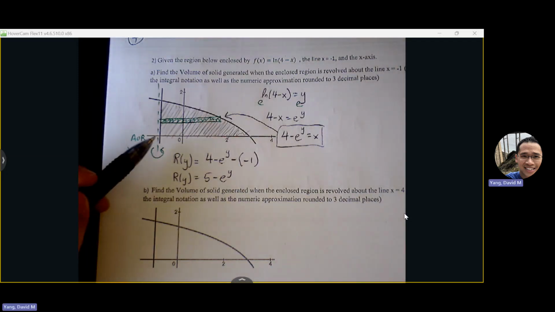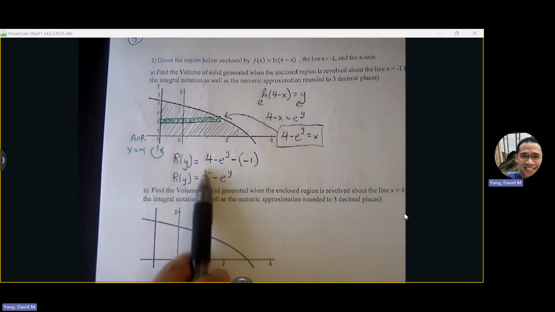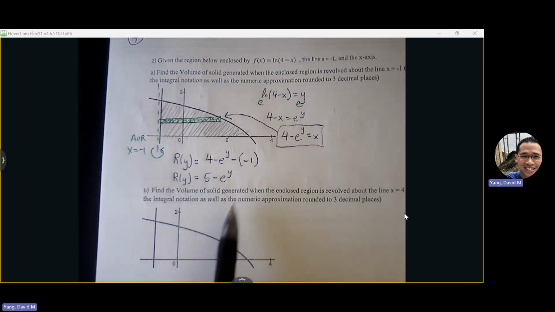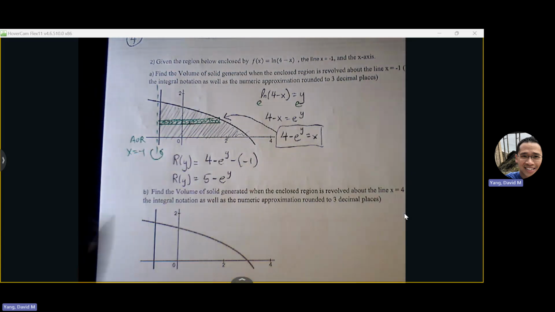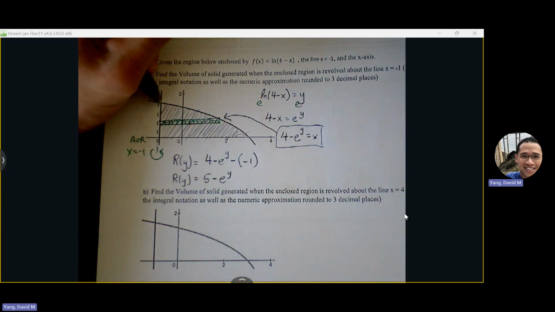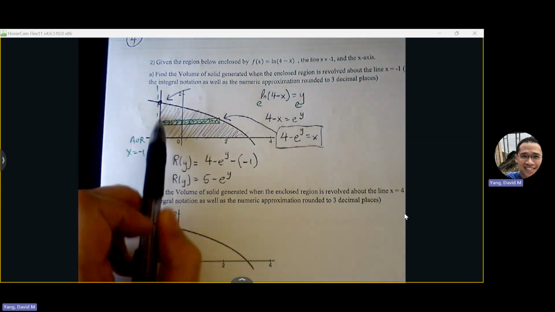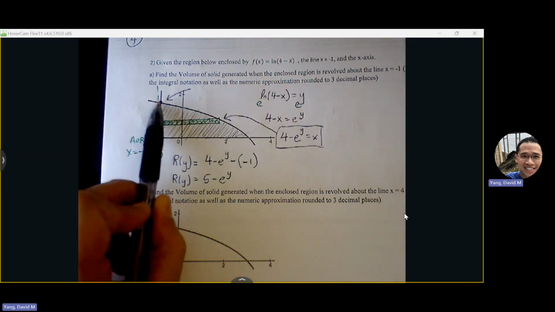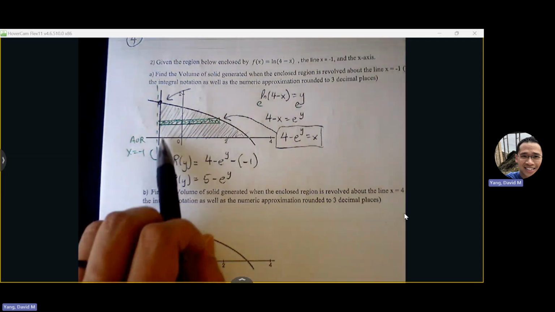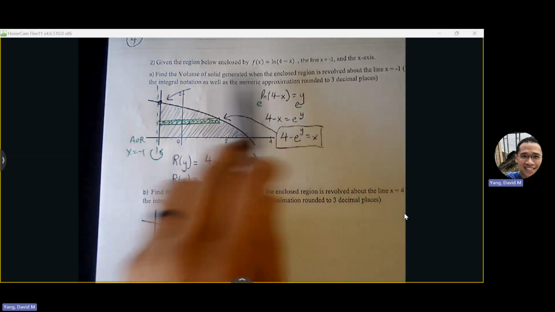Now we have to think about bounds. If our expression is in terms of y, our bounds are also in terms of y. So the lowest y value is 0. That's easy to spot. The highest y value is going to be wherever this is. We know that this is the natural log of 4 minus x. And if I plug -1 in for x, it will give me the y value.